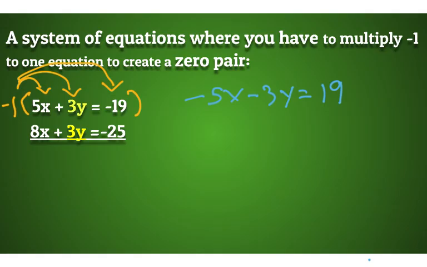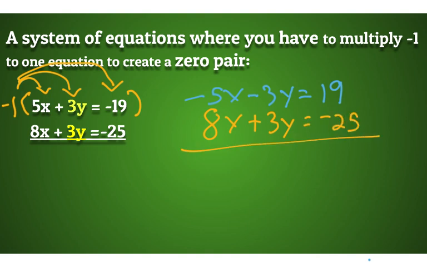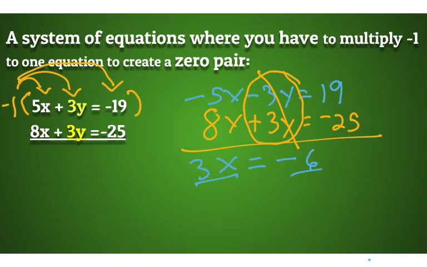And then you'll just take the other equation and put it below the one you just did, and you'll see now we have that zero pair. And we could cross it off and we could solve for x. So let's do it. Minus 5x plus 8x is going to be 3x equals 19 minus 25 is going to be a -6. And we have to divide 3 on both sides. And I'm left with x equals -2.